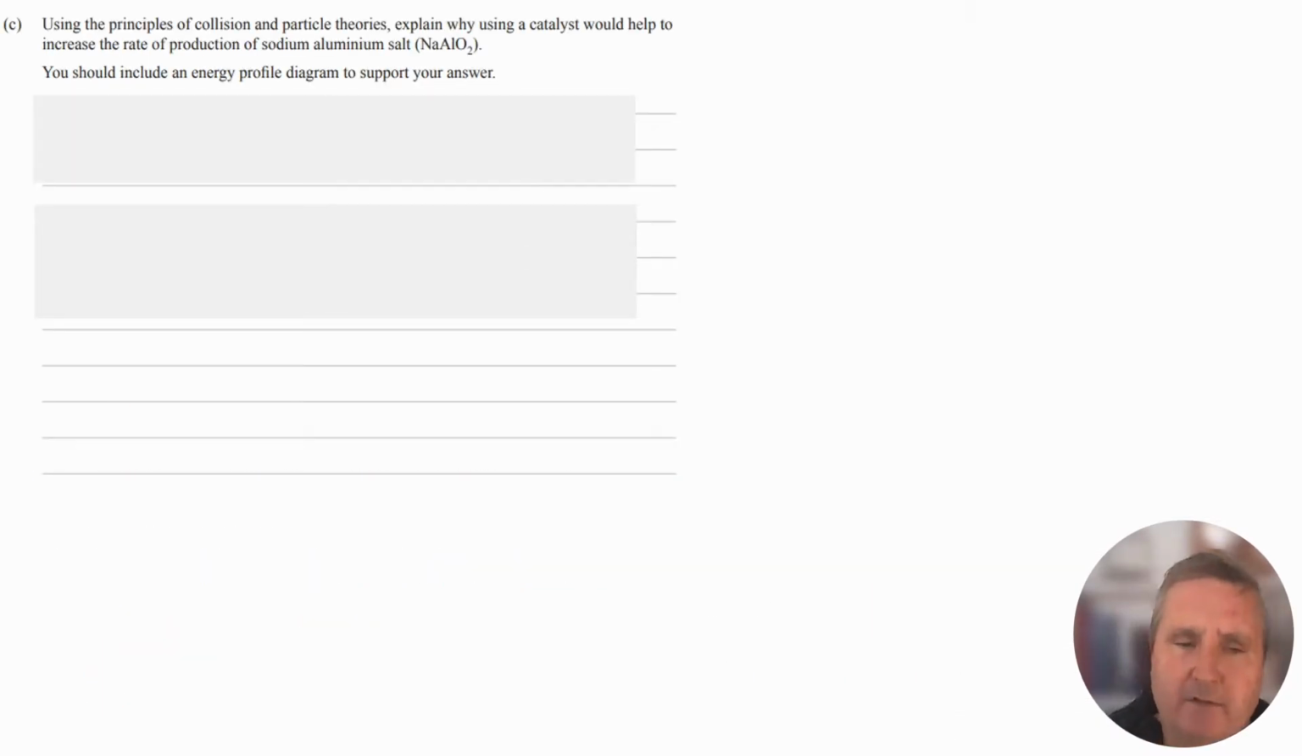Okay, part C. We're still using the principles of collision theory and particle theories to explain why catalysts would help increase the rate of production of the sodium aluminium salt. The sodium aluminium salt is the product of the reaction we had in the previous question. You should include an energy profile diagram to support your answer, and they should have had some practice drawing these.